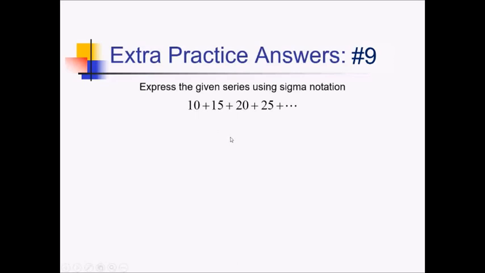For this problem, I want to turn this series into summation sigma notation. What do these all have in common? 10, 15, 20, 25. These are all multiples of 5. So when I write my summation out, my formula should be 5 times n. What's the first thing I need to multiply by 5 to get my first term? Well, to get 10, that would be 5 times 2.